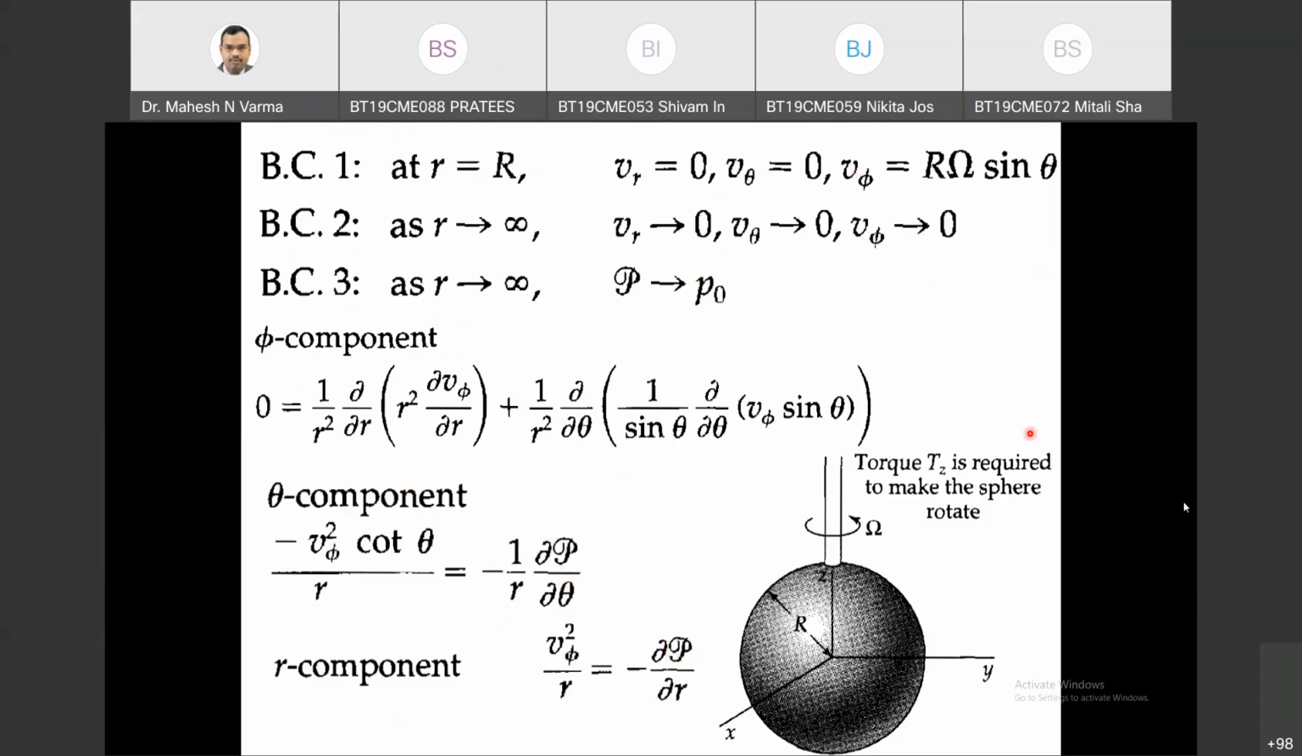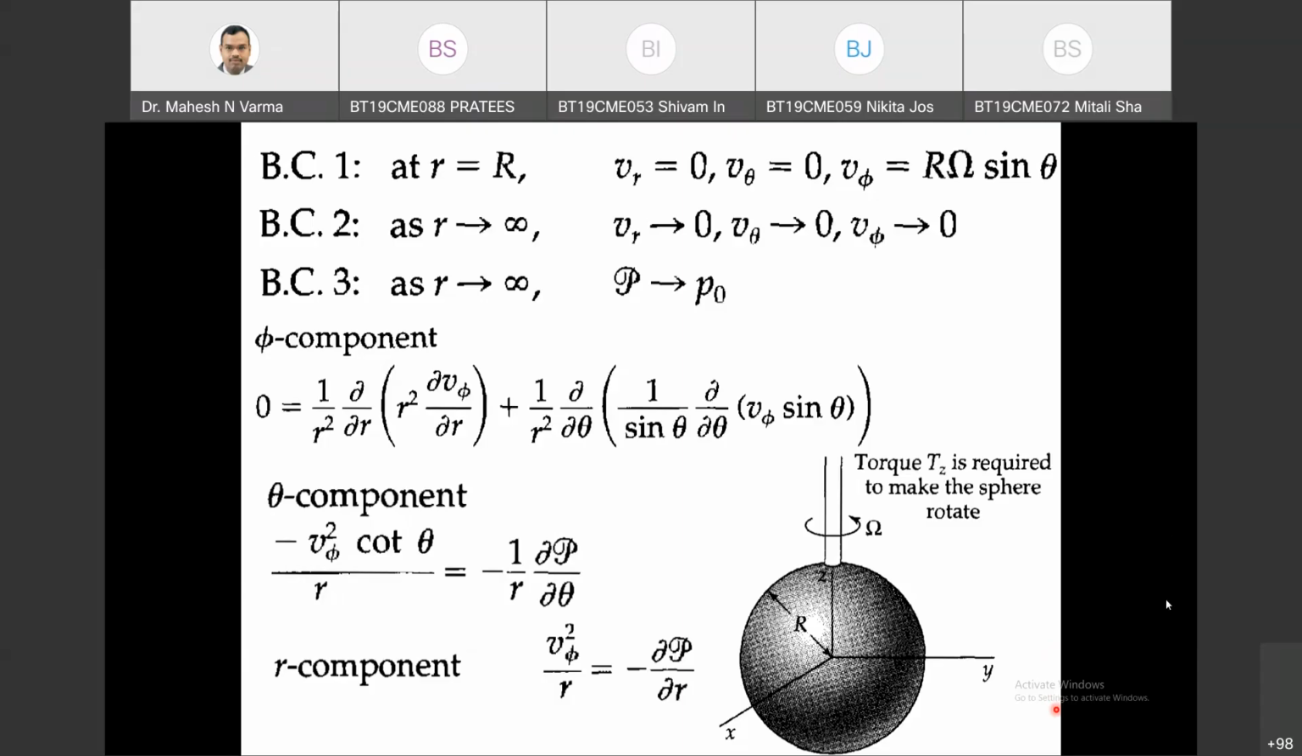So anybody has any doubt over this slide? Roll number 77, Tejas. Got it, sir. Very good. Roll number 88, Pratish. Yes, sir. Got it. Anybody has any doubt over this slide? This is everything about the problem.